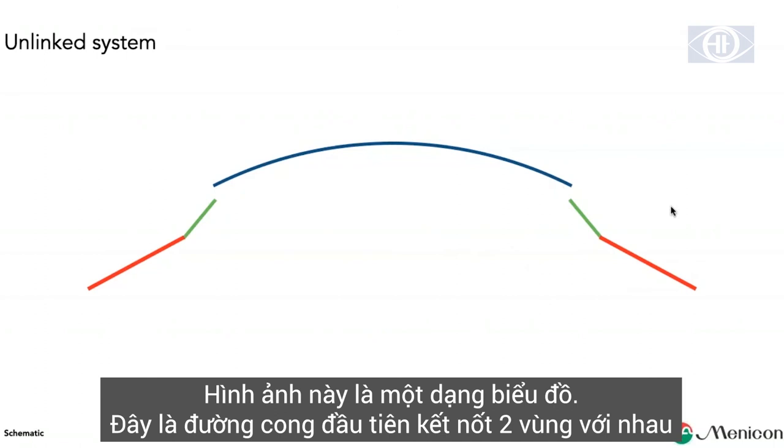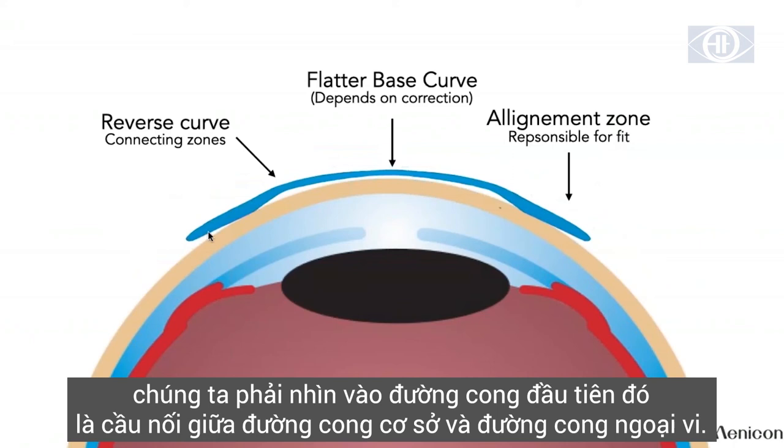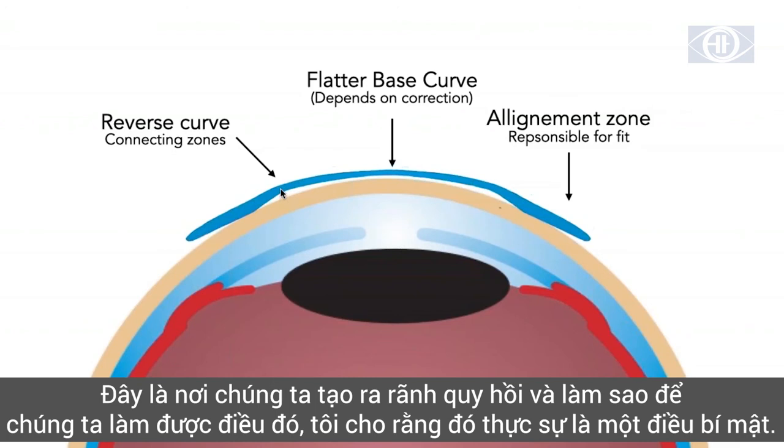This is very symmetrical. These are the reverse curve, and that's where we combine those two zones together, and that gives us the freedom. So in fact, if we look at an ortho K fit, we have to deal with the reverse curve. That's the part that connects the zones, the peripheral zone and the optical zone. That's what we do in the reverse curve, and how we do it, I mean, that's a secret, best kept secret, honestly.